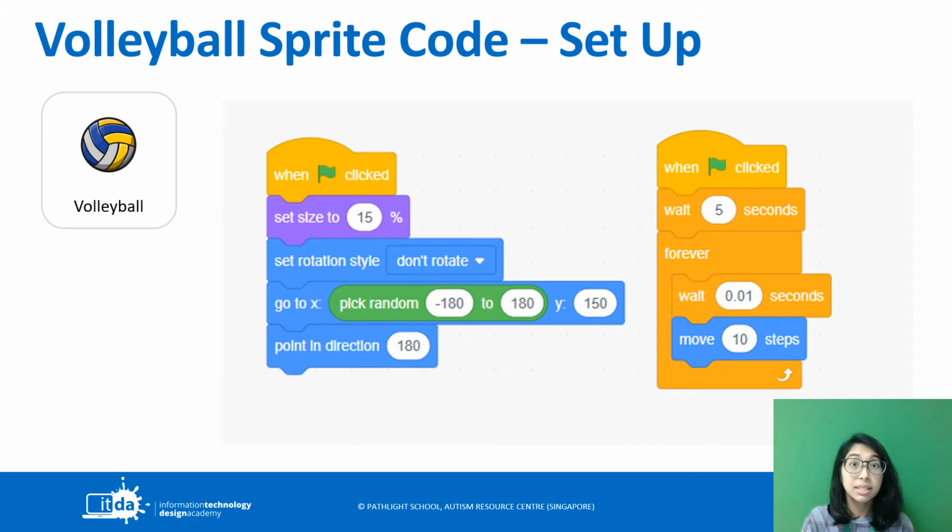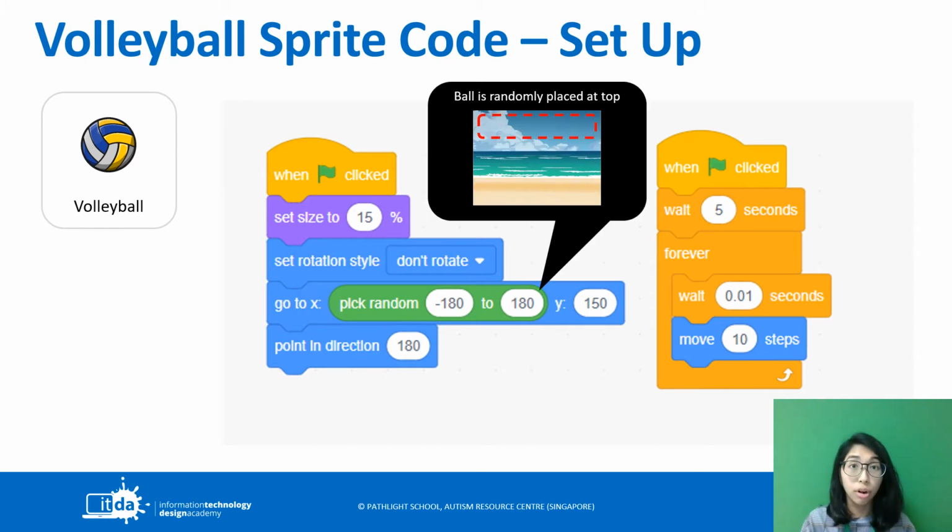Okay, so this is the setup, the starting code for your volleyball. Let's look at the one on the left side. When green flag is clicked, when the game starts, volleyball will start at a small size of 15%. It's not going to rotate, so don't rotate, just fix the position. Go to X, pick random, minus 180 to 180, Y 150. So what this means is that your volleyball will start randomly at the top of the game.